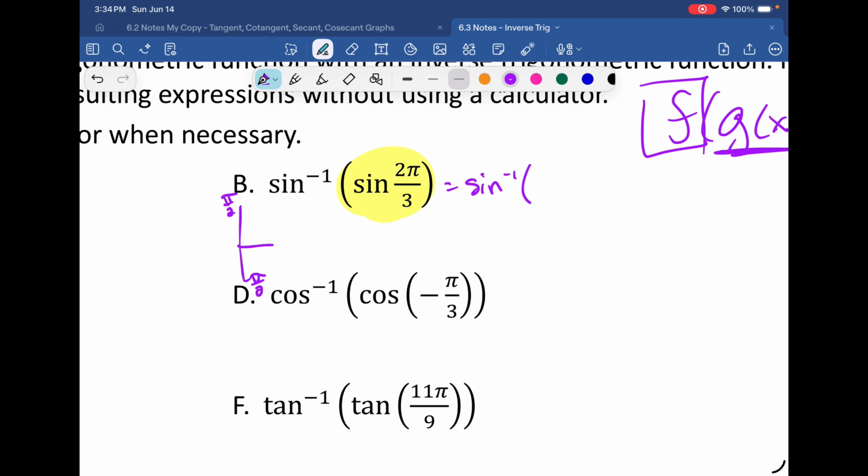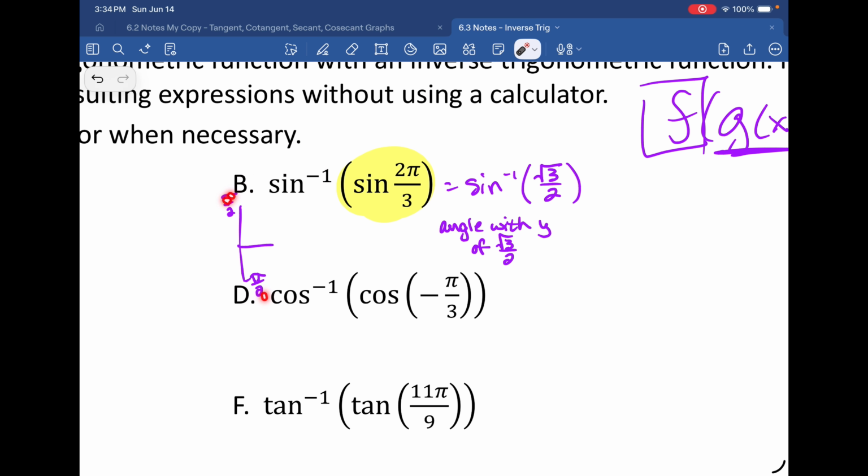Sine 2pi/3. Since that's quadrant 2, that's positive √3/2. I've got to be careful with this. The inverse sine of √3/2 is an angle with a y of √3/2. But inverse sine has to fall in that domain, negative pi/2 to positive pi/2. Sine is positive, quadrant 1, so that's going to be pi/3.